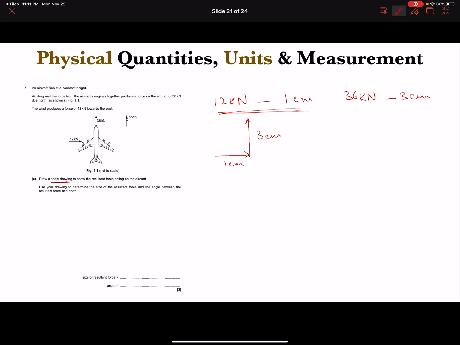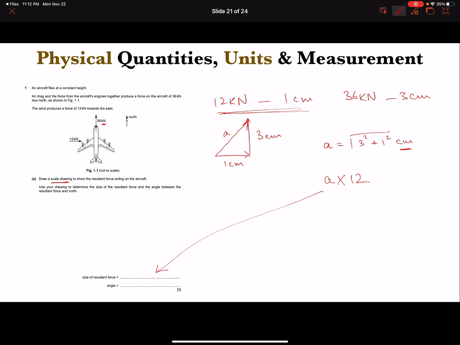And so what I do now is that I measure the length of the resultant vector with a meter rule. Now, if you want to measure it with a meter rule, you can, but you can also measure it using Pythagoras theorem. Let's call this A. So A is going to be the square root of 3 squared plus 1 squared centimeters. So that's going to be the magnitude, but that magnitude is in centimeters. So you have to convert that into kilonewtons again, because that's what the forces were in. So you multiply whatever you get, that is A, by 12. And you put down that answer over here.